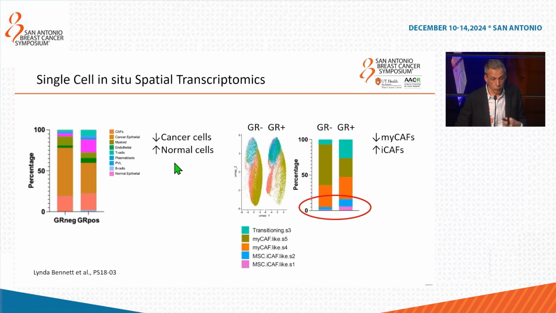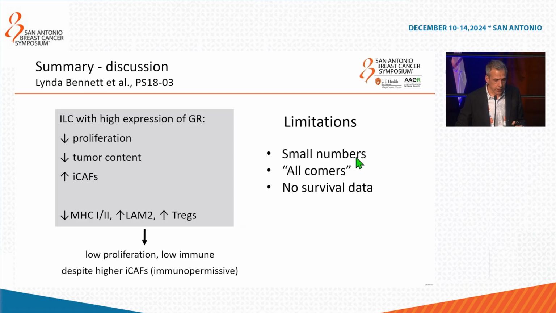And also, they looked at the composition of the different fibroblasts, CAFs, and they showed that when you express GR, you have fewer myCAFs and more iCAFs. So to summarize, they demonstrate that when you express GR, you have less proliferation, less tumor content, more iCAFs, decreased expression of MHC 1 and 2, and some bad players that induce immunosuppression. So, low proliferation, low immune.